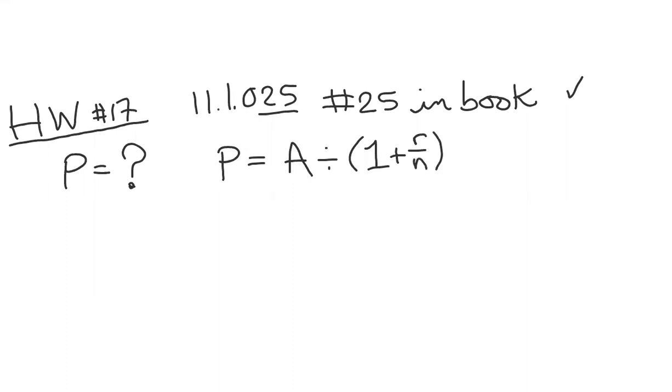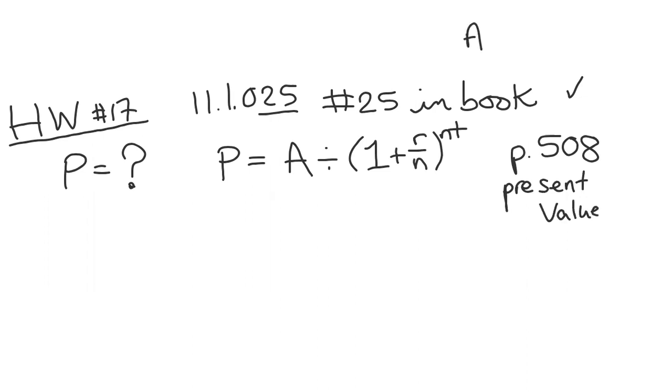And so this equation, for example, is on page 508 in your book. And it's presented as present value. What we do know is that A equals P times (1 plus r over n) raised to the nt when we're talking about compound interest future value, right? So that was what we practiced mostly in the last video where we looked at future value.